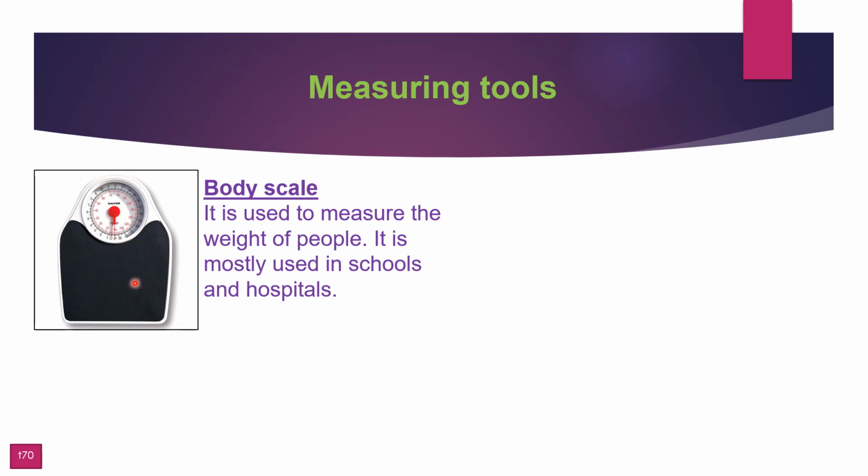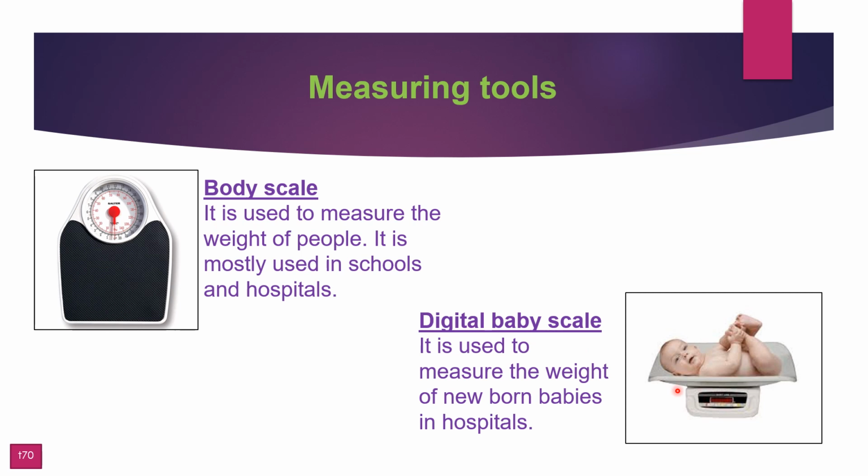So, okay, when you use this, we can see how many kilos our body is. And then the next one, this one is a digital baby scale. Only babies can be measured here, not the older people. Again, digital baby scale. It is used to measure the weight of newborn babies in hospitals. Babies are small, so we can use this to measure them.